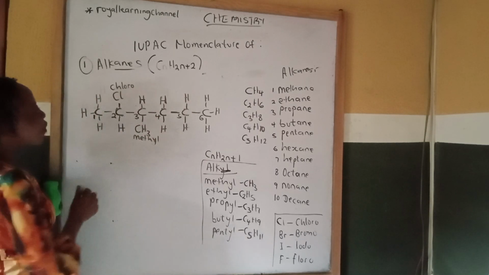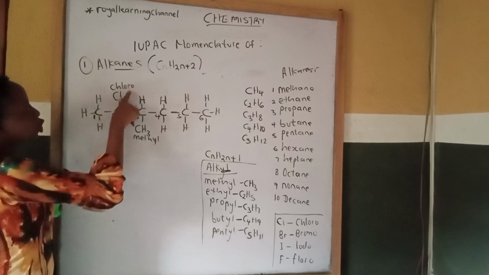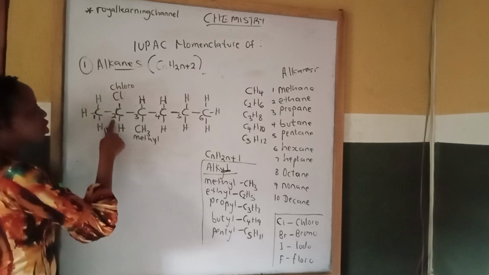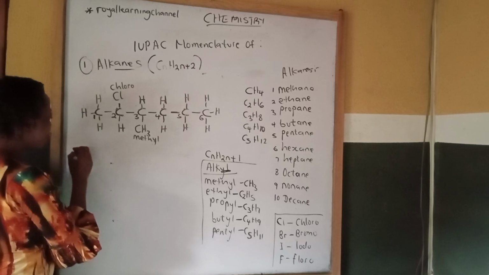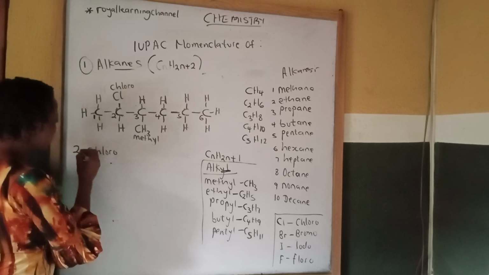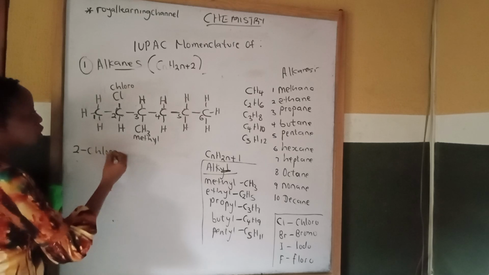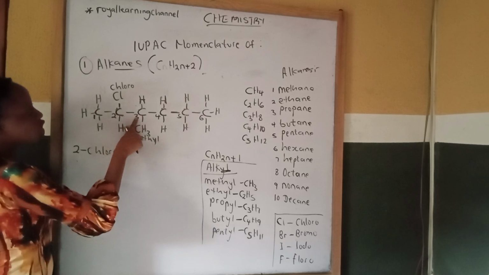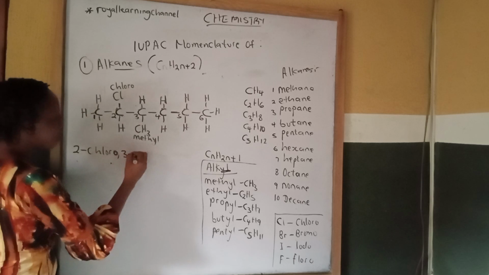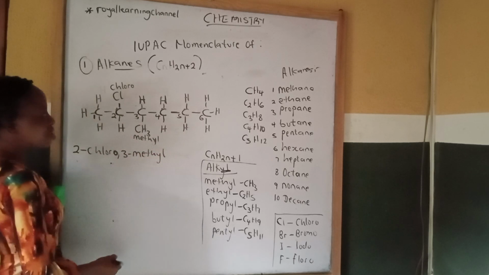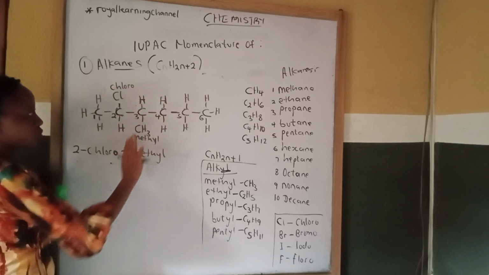Our first substituent, which is chlorine, we name inorganic first. Our chlorine is on the 2nd carbon atom. So we call it 2-chloro, because chlorine sounds chloro. Then the second substituent, which is methyl, is on the 3rd carbon atom. That's 3-methyl. Then you have named all the substituents.